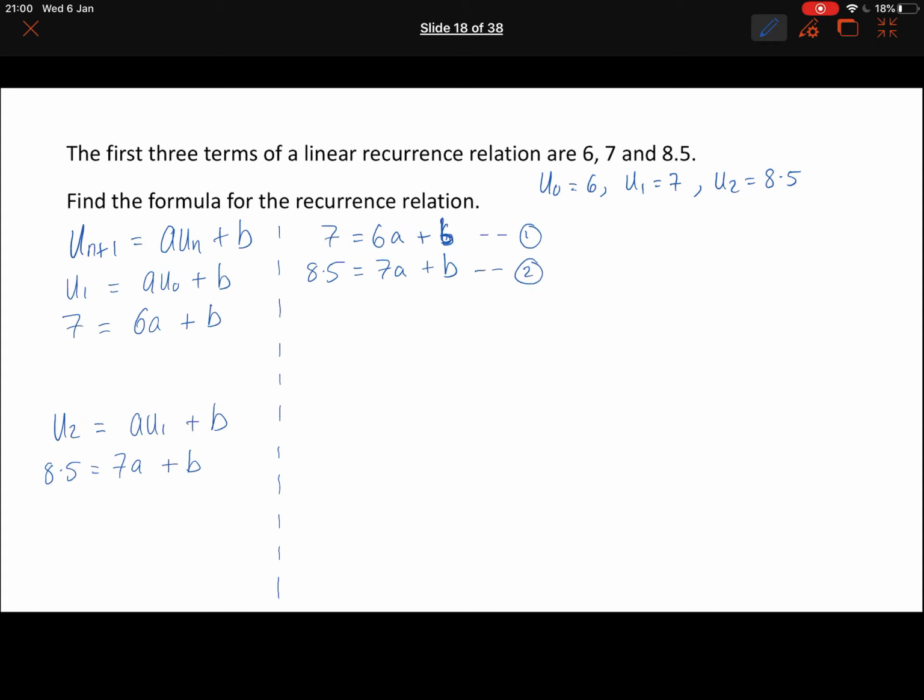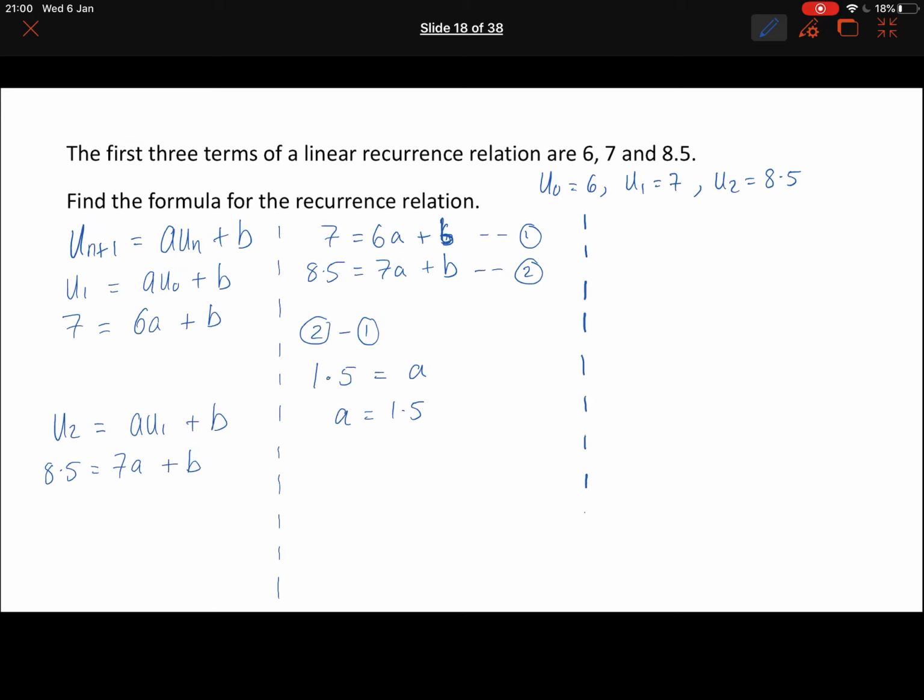And that's equation 2. Again, I want to eliminate one of the variables, so I'm going to do equation 2 take away equation 1. So 8.5 take away 7 leaves me with 1.5. 7a take away 6a leaves me with 1a. And b take away b leaves me with nothing. So 1.5 equals a, or we'll rewrite that as a equals 1.5.